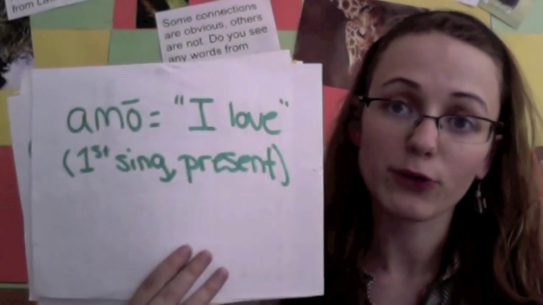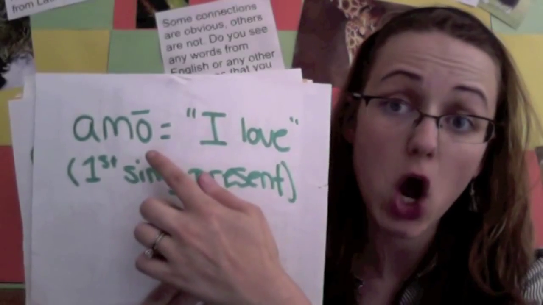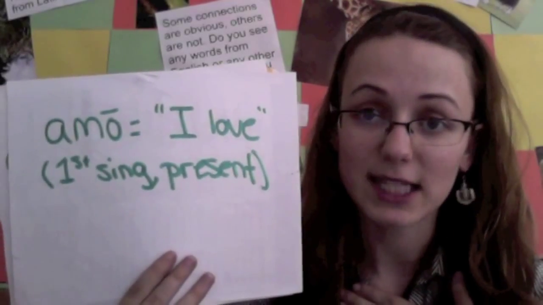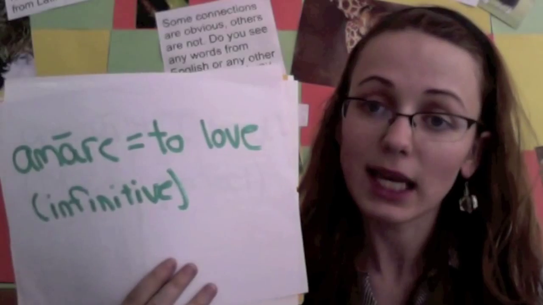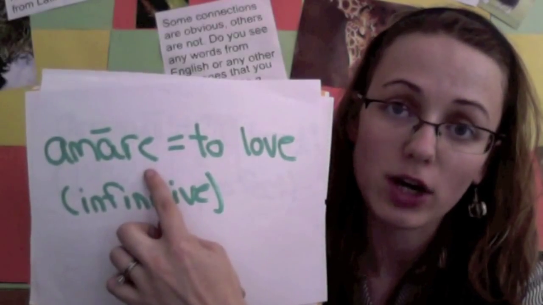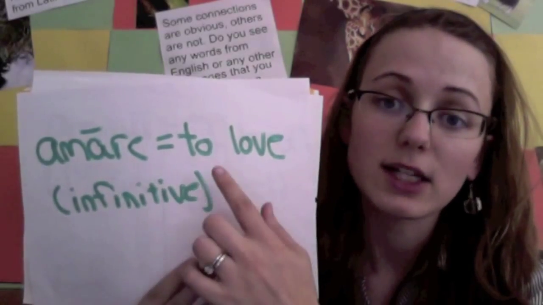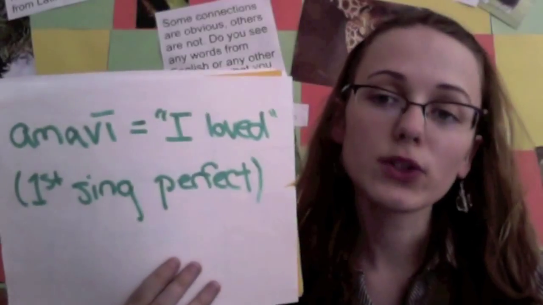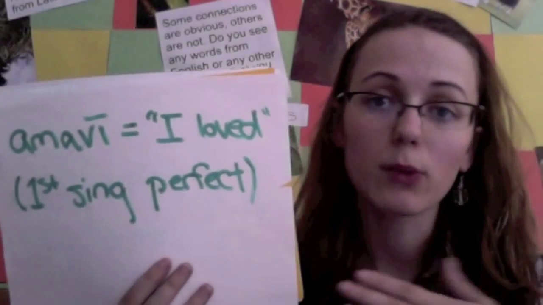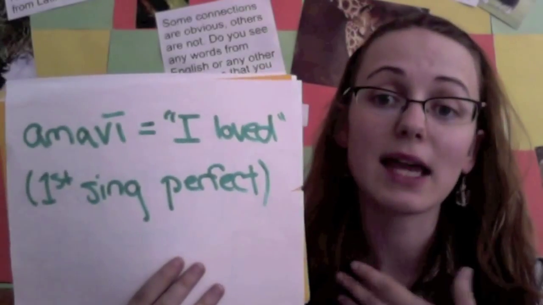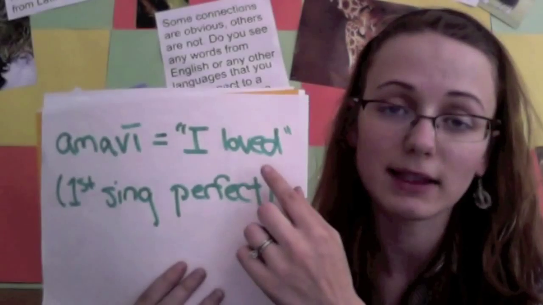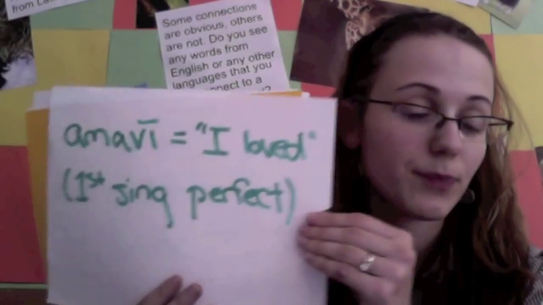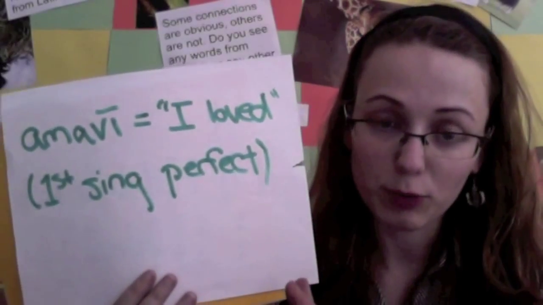So we talked about how the first principal part, which tends to end in an o, is I in the present tense. We talked about how the second principal part, which tends to end in an re, is known as the infinitive, and it translates to whatever the verb means. We also talked about the third principal part, which is also I, except it's I in the perfect tense, so it would translate I loved as opposed to I love. We did not talk about the fourth principal part.